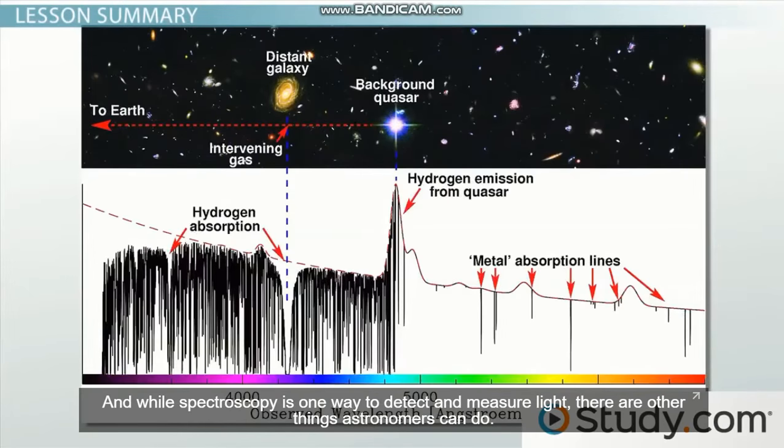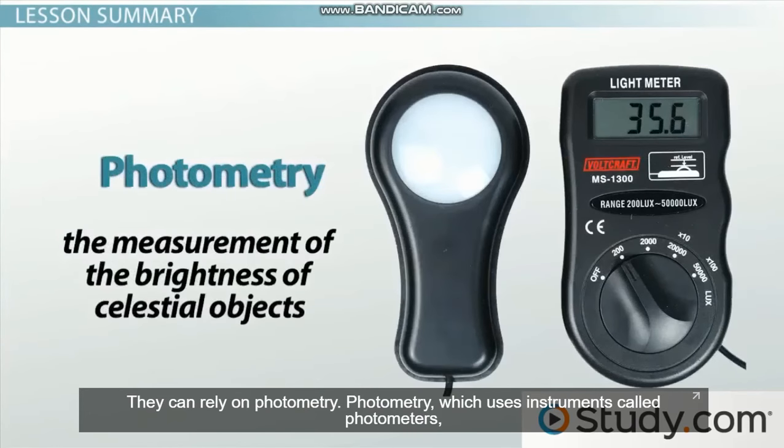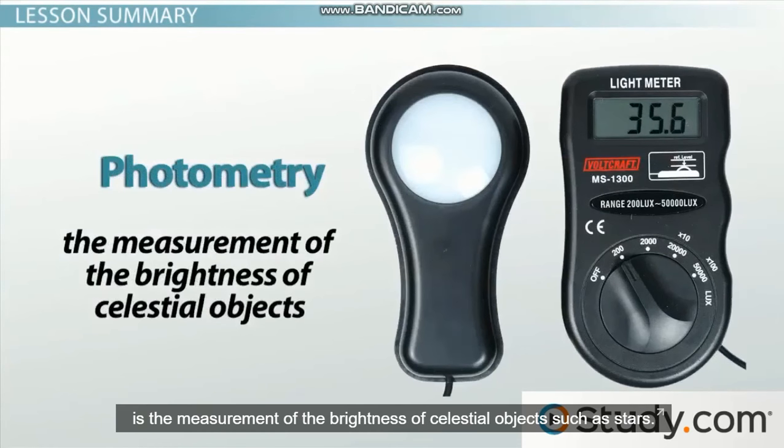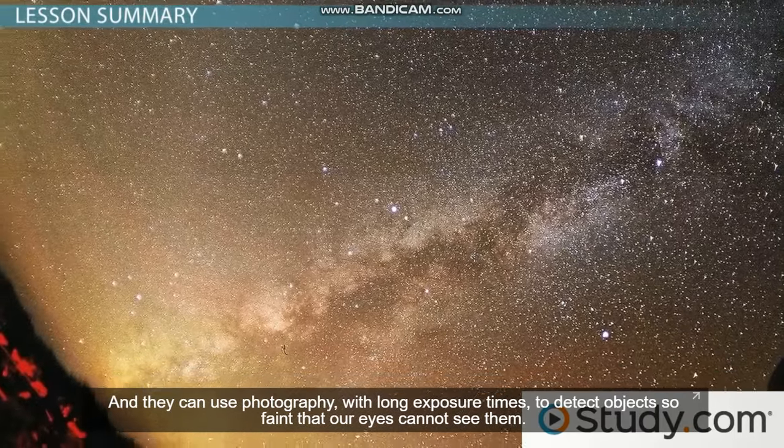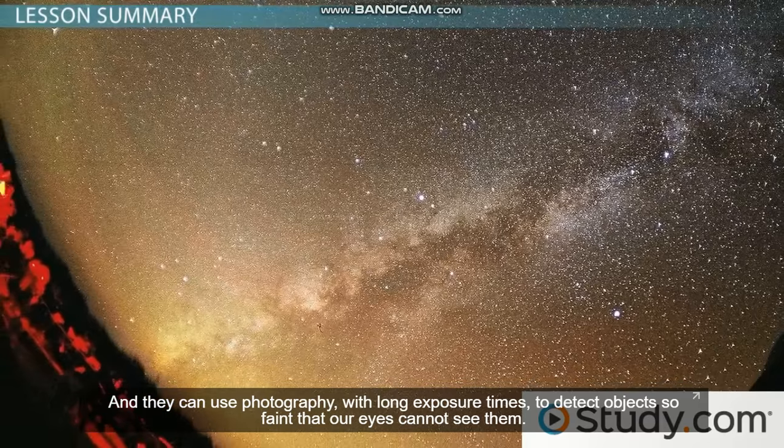And while spectroscopy is one way to detect and measure light, there are other things astronomers can do. They can rely on photometry. Photometry, which uses instruments called photometers, is the measurement of the brightness of celestial objects, such as stars. And they can use photography, with long exposure times, to detect objects so faint that our eyes cannot see them.